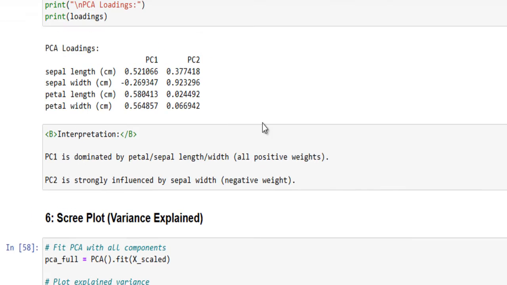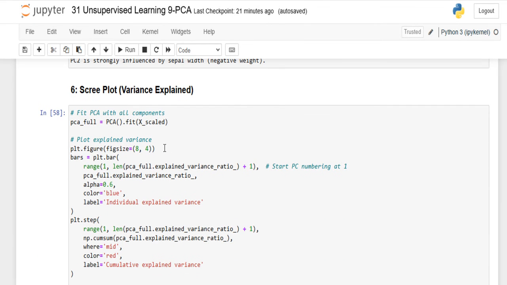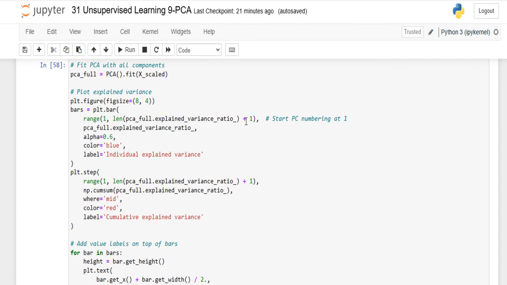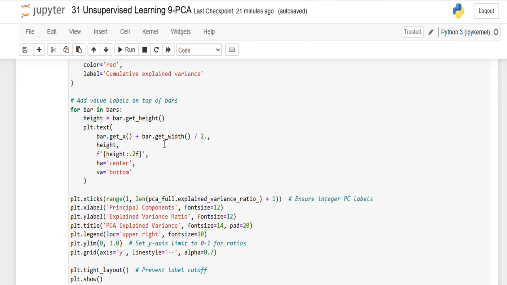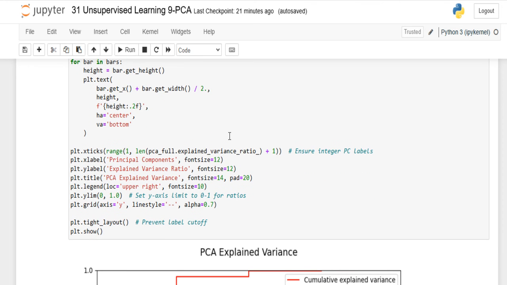So now we can look at our scree plot here. This is our PC, which has been scaled and transformed, right? So you can look at the scree plot. You also want to add some percentage on each of the bars so that you can see. That's why I do this, to add value to the top of the bar. So that's what I do in the code.